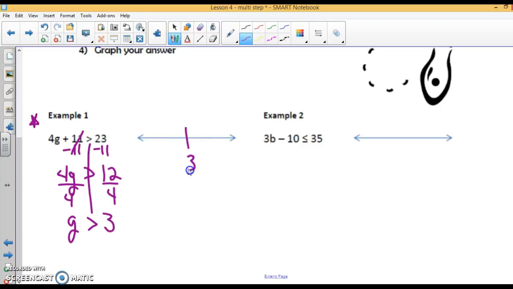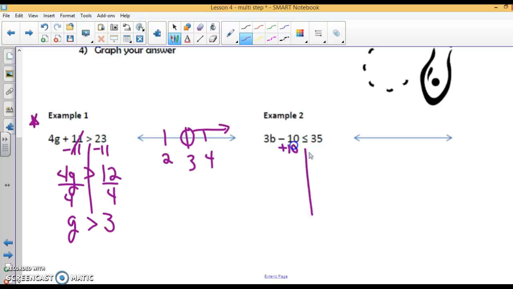Now, when I graph this, g is greater than 3. The variable is on the left, so we're good to go. Open circle on 3 because there's no equal to. Greater than is to the right. So there's our graph. Let's look at example 2.